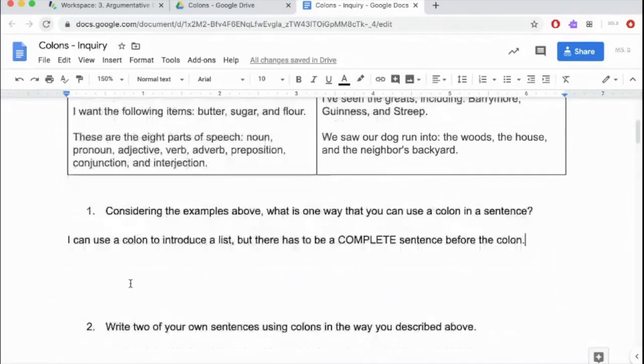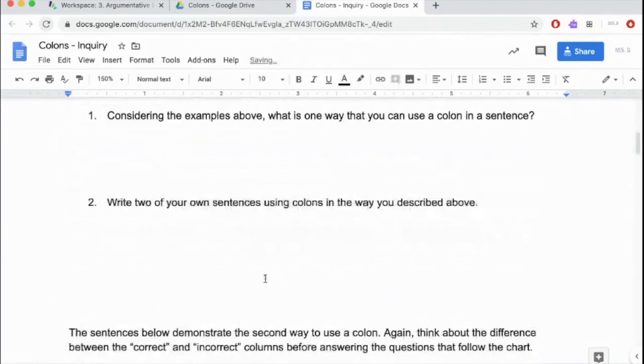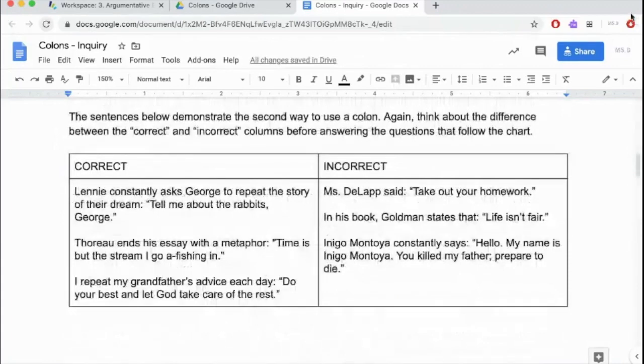All right. Let's go on. Hopefully you were able to write 2 of your own sentences here. For now, we're going to go and review the next rule. So the next rule, again, the sentences below demonstrate a second way we can use a colon. Again, think about the differences between the correct and incorrect columns before answering the questions.